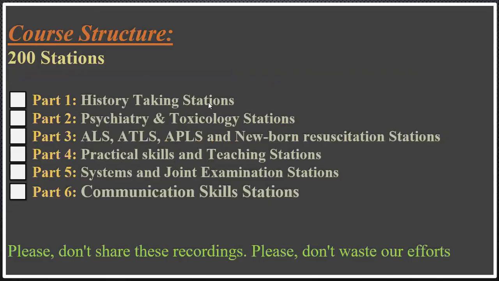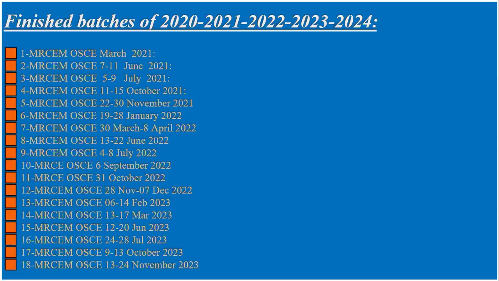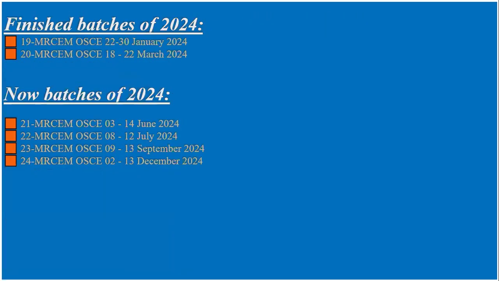We have already finished the history taking stations, psychiatry, toxicology, and resuscitation: ALS, ATLS, and pediatric. Today we will start practical skills, and we will try to cover them in 2 or maximum 3 sessions. System, 1 session; joint, 1 session; communication skills, 2 or maximum 3 sessions. We almost finished 40 batches, online and face-to-face.